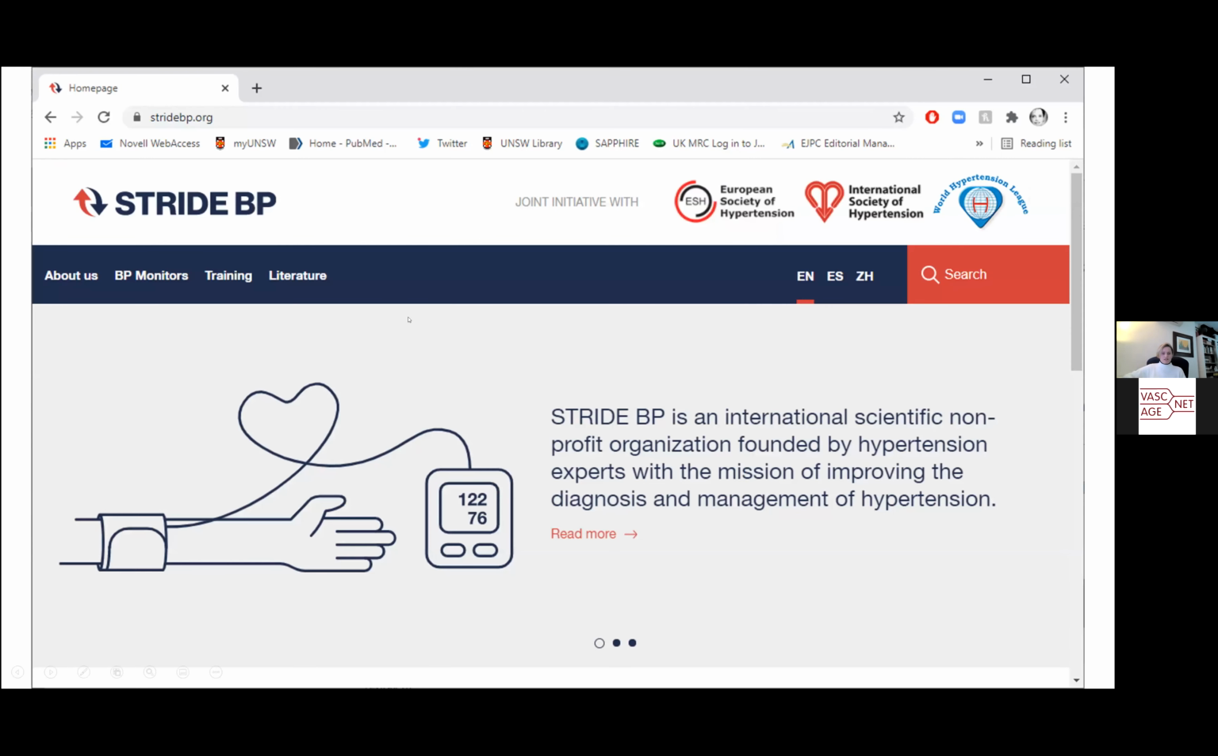There are also websites such as these with lists of monitors that are accurate and validated and advised or recommended to be used. So surely, if you want to have vascular aging measurements, there should be clear guidance as well. Which devices should be used, and are they affordable, are they accurate, etc.